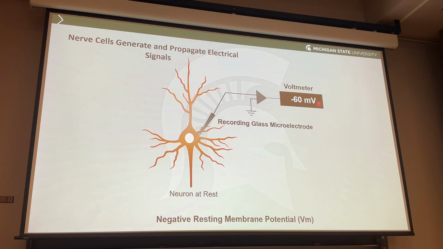Usually, negative 60 millivolts is a common resting potential for neurons, usually anywhere from negative 40-ish to negative 90 to 100 millivolts is the usual range for these. We could just pick negative 60, it's very common. It depends on the neuron, depends on a number of things, but the bottom line is it sits at a negative charge while resting, all right?